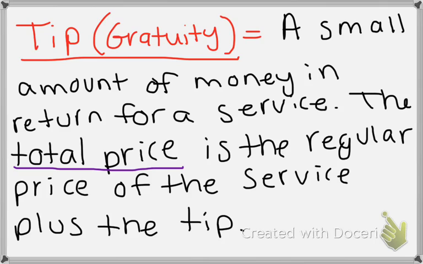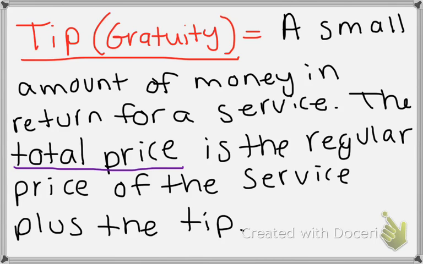Okay, so the next thing we're going to be talking about is tip, or the same word, gratuity. It's the same thing. It's a small amount of money in return for a service. The total price is the regular price of the service plus the tip. So this is when maybe you go to the barber shop and you get a haircut, or you get your nails done, and you go to a restaurant, you have to tip the waiter. You have to tip in certain services, because that's how they make their money, and we did discuss this in class.